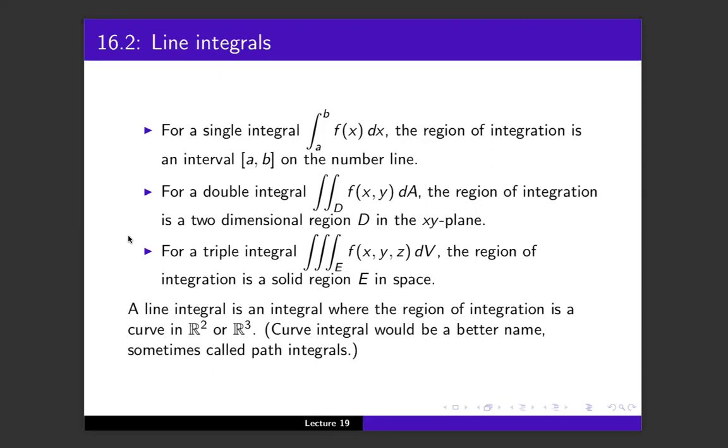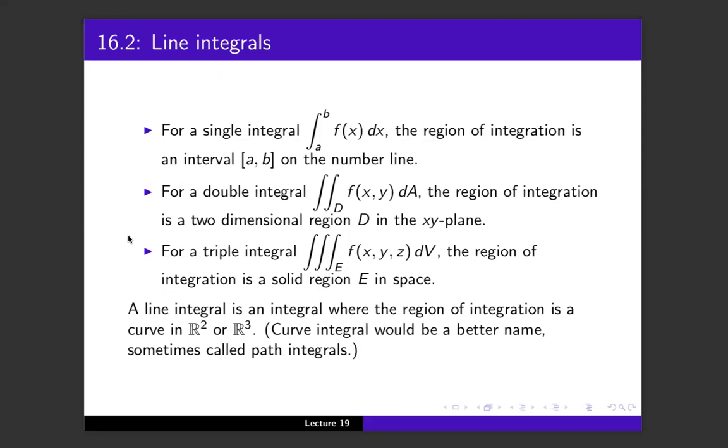So let's recap what integrals we've seen so far. A single integral, which we looked at in Calc 1 and Calc 2, is just an integral over a line segment. It's the area under the curve, and it's being taken over an interval on the real line. It's one-dimensional. For a double integral, the region of integration, the domain you're integrating over, is a two-dimensional region, which we call D for domain, in the xy plane. And that represents the volume of the object under the surface.